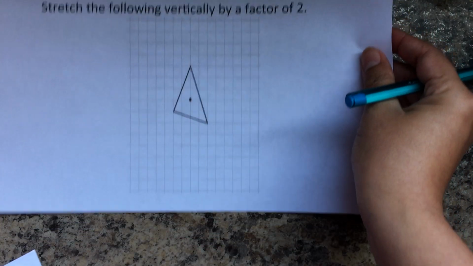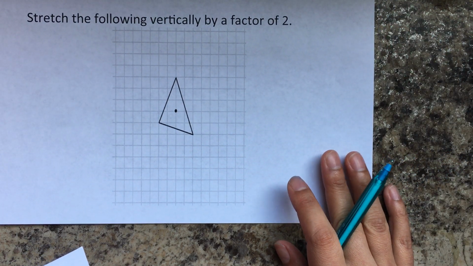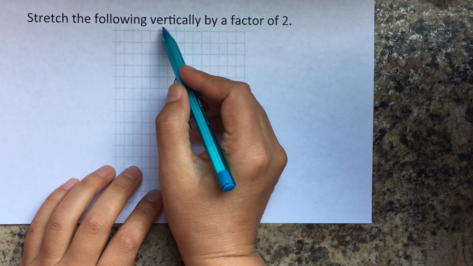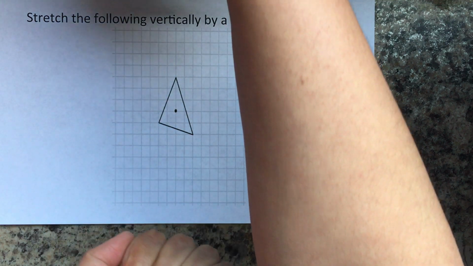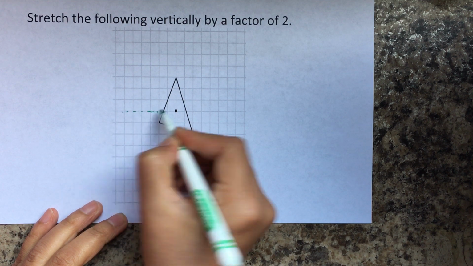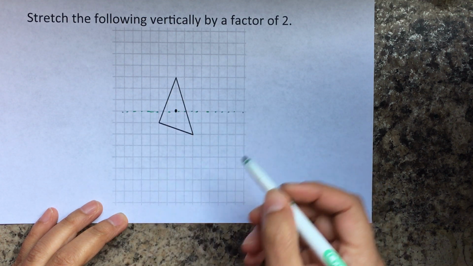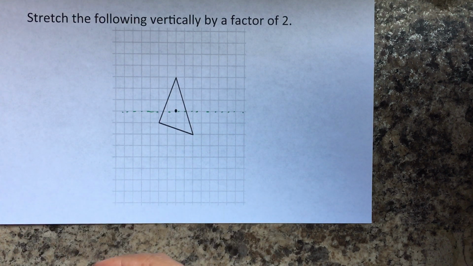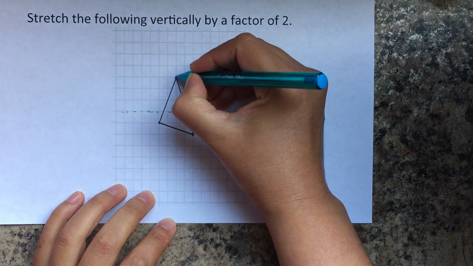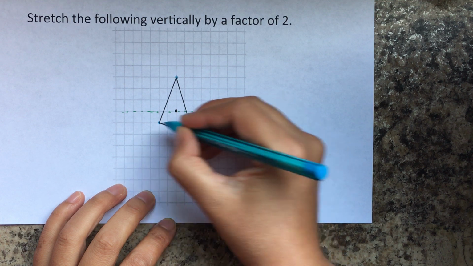The next transformation that we are going to do is a vertical stretch. And so it says stretch the following vertically by a factor of 2. And so if I'm going to stretch vertically, it has to be away from this point. So basically I can again just draw an imaginary line in there so that I can know how many spaces. So in here, and in here, how far away from that line is each vertex.